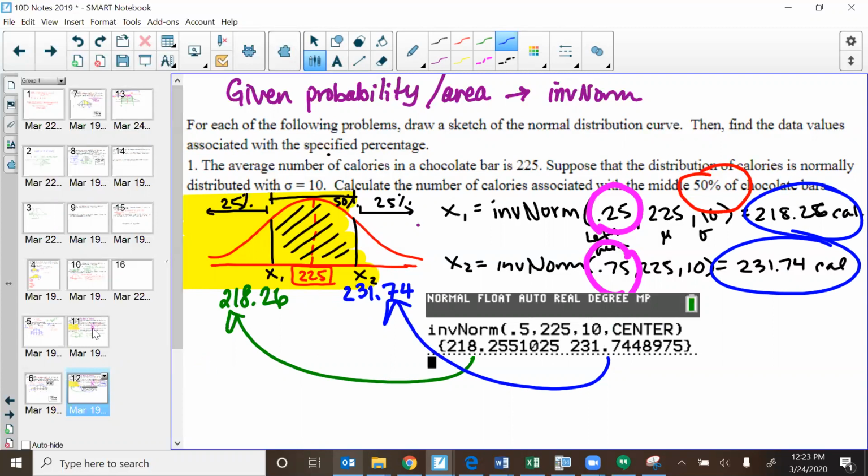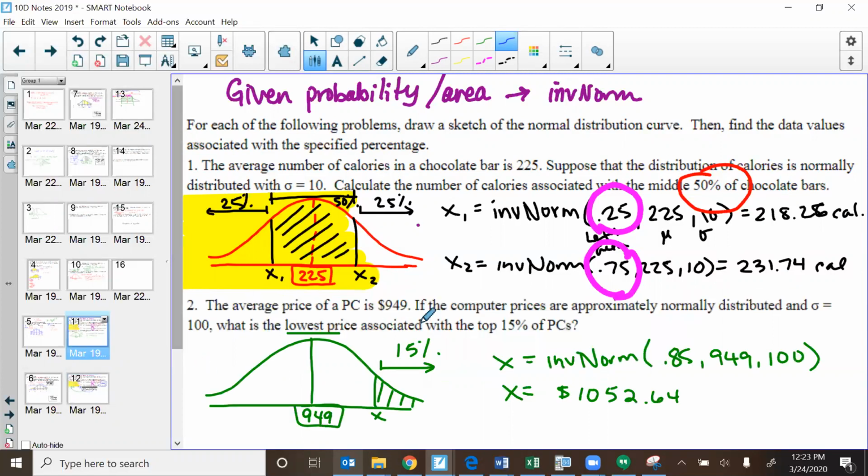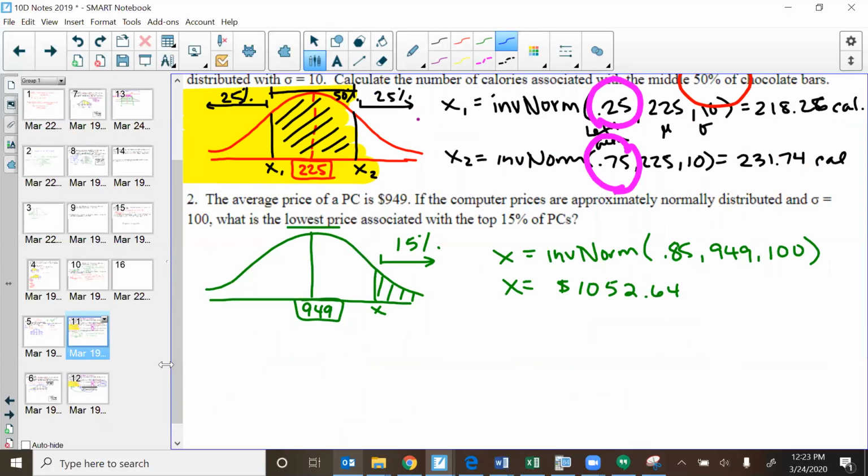And then I just wanted to show you, I'm not going to key anything else for you, but just like what is the lowest price associated with the top 15%. It's easy to go the wrong way on that, so just make sure that you're going the right direction. This one had inverse norm 0.85, which is what is to the left, because again, with the old way of doing this, this was the Beyonce function, so it's 85% to the left.